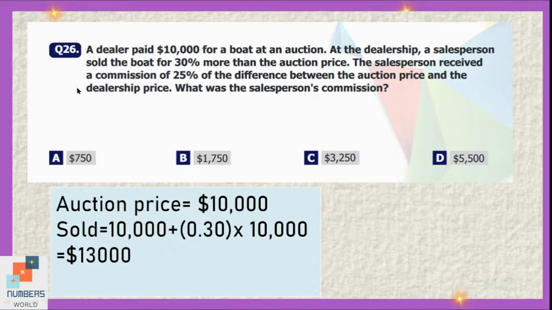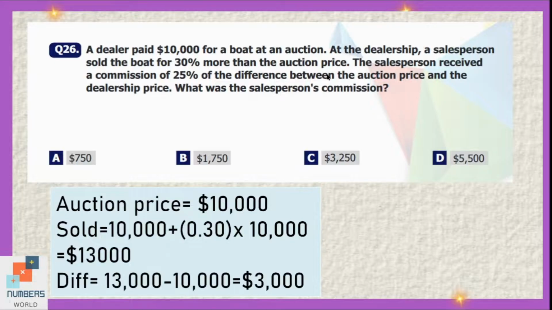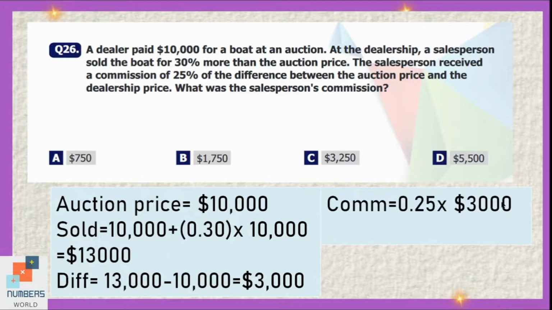So the 25% commission was given to the salesperson on the difference between the auction price and the dealership price. So let's find out the difference. 13,000 minus 10,000 is equal to $3,000. And 25% of 3,000, which can be written as 0.25 multiplied by $3,000, is equal to $750. So it means $750 was given to the salesperson. So it is our option A, which is correct.